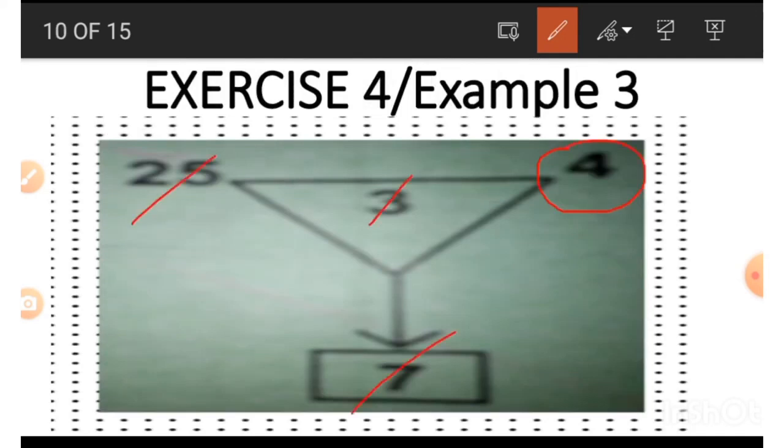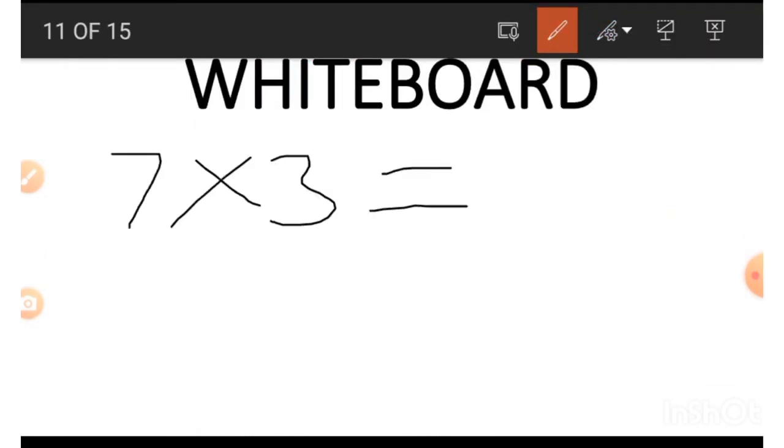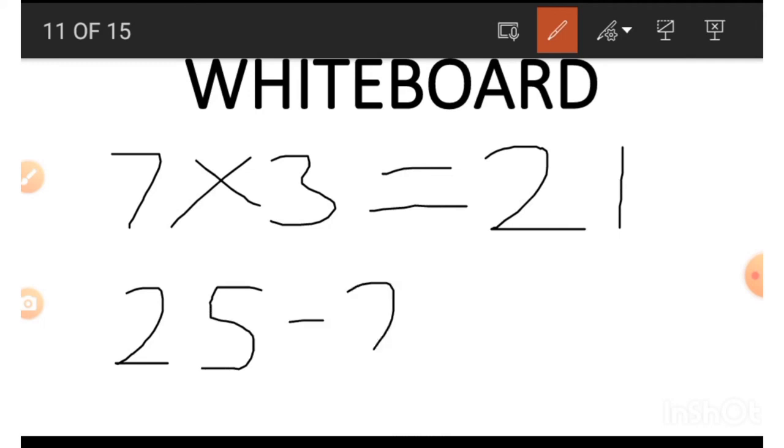We have a 4, and if we wish to get this 4, we make use of 3, 25, and 7. We have 7 times 3. This will give us 21. Now we have 21, so all we need to do is to subtract the 21 from 25. That is to say 25 minus 21. That gives us 4. So this is how we got the 4.